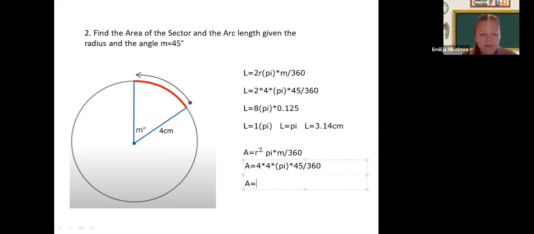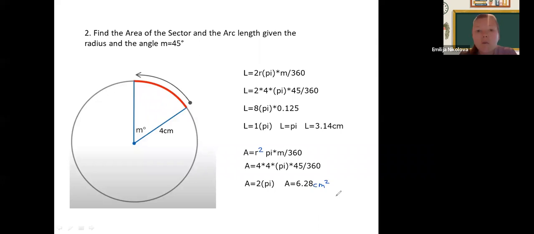Or we will have that it will be 2 pi. Because we have 4 times 4 is 16 times 0.125. That will give me 2 times pi, or 2 pi. Or I can multiply it and we will get the area. Instead of pi, I will put 3.14. And we will get that the area is 6.28 centimeters square. So centimeters square.